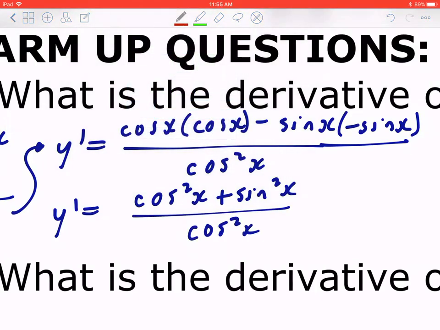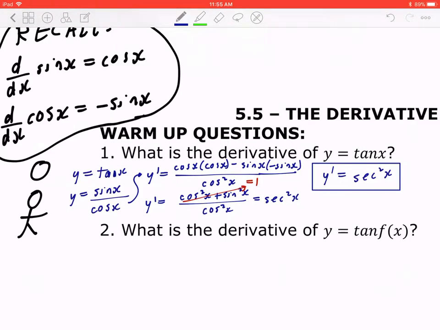And I hope you recall that sine squared x plus cosine squared x equals 1, which really means 1 divided by cosine squared x is secant squared x. So that's how you can derive the answer. And the shorthand, of course, is if y equals tan x, y prime is secant squared x.